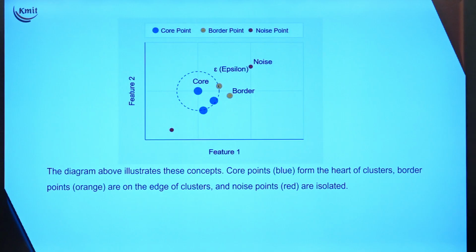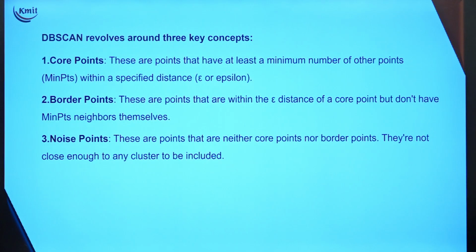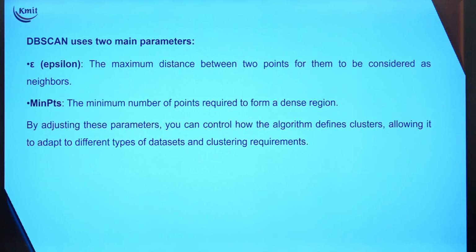So this particular diagram illustrates these three concepts of core points, border points, and noise points. Core points form the heart of the clusters, border points are the edges, and noise points are the isolated ones, like outliers. These are the three important concepts that we have to understand when we talk about the DBSCAN algorithm.